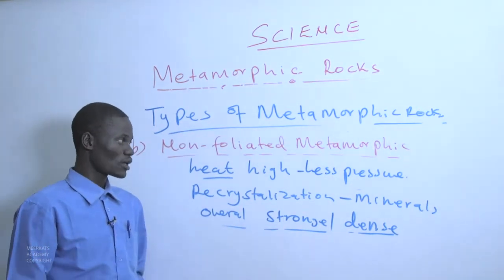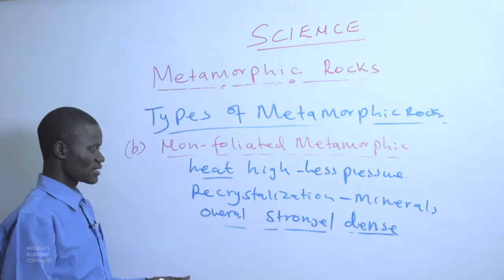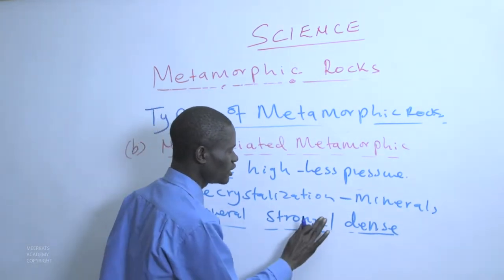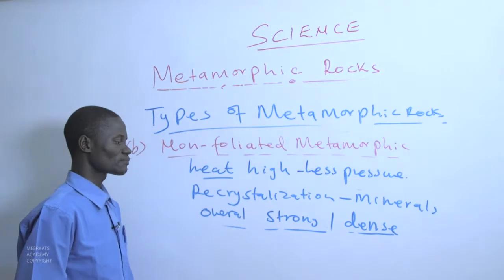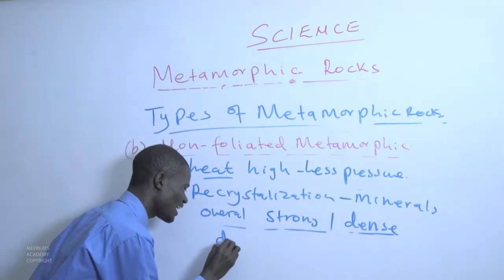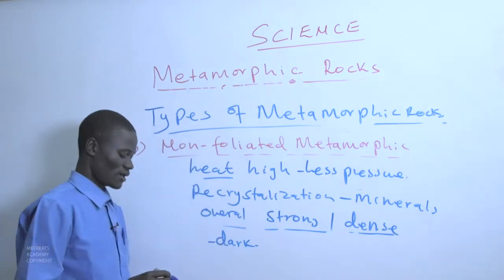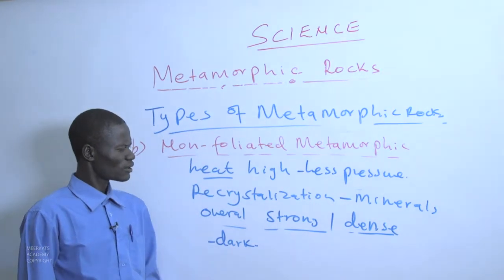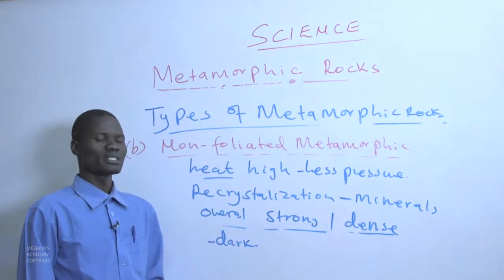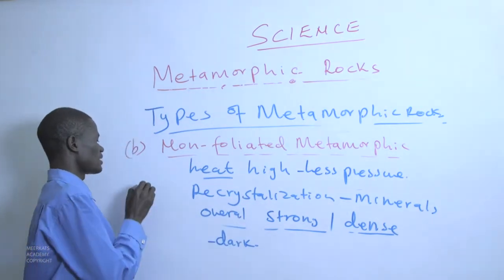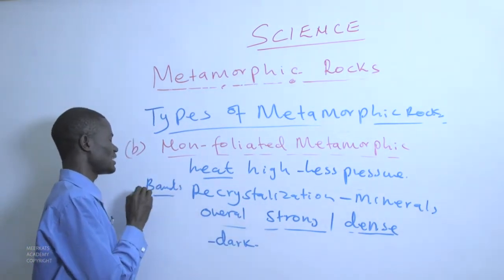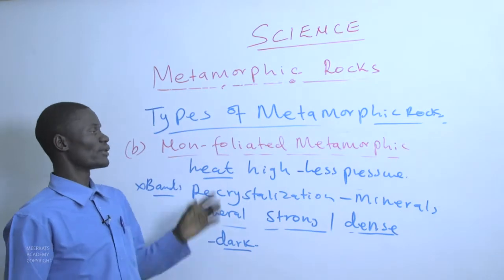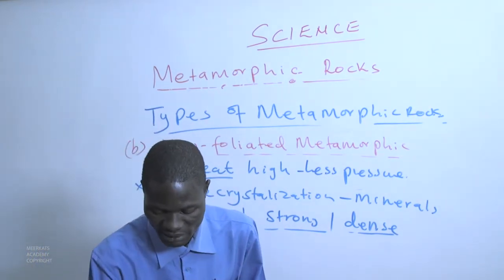And this dense rock will have a given appearance because of its density. It is very strong, and because of its density, it appears to be dark in color. And that will make us know the type of rock that is going to be formed. It will have no bands. There will be no bands. It will be clearly dark and without bands. That is why we call it non-foliated metamorphic rocks.